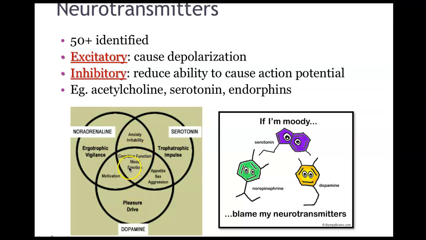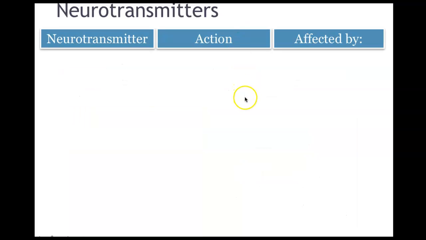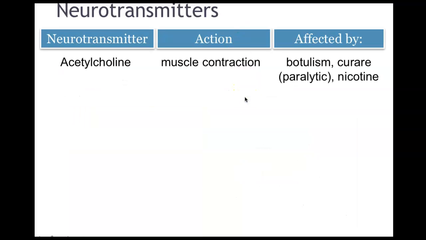And so if you go to a psychiatrist, they're going to try to figure out which one of these is off and how can we treat that if a person is having mood disorder or some kind of anxiety or depression issue. So I thought that was just important to note that they work in conjunction together. So here are your main neurotransmitters.